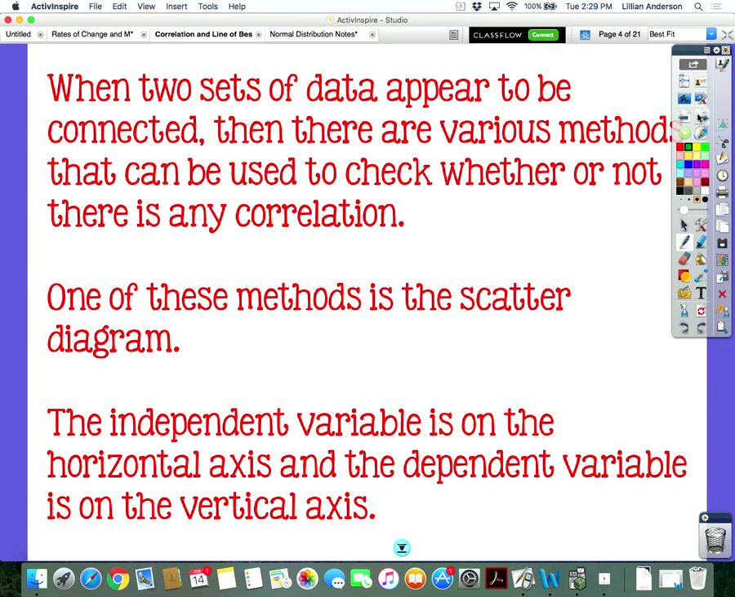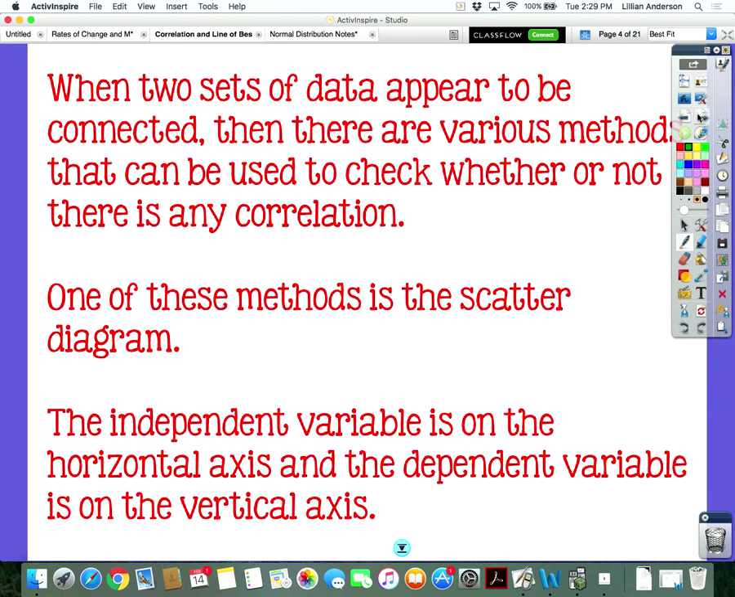One of the most known methods, and the one that you're going to be dealing with, is a scatter diagram, aka a scatter plot. A scatter diagram is like any other graph, so you'll have an x and y axis. The independent variable goes on the horizontal axis, and the dependent variable goes on the vertical axis. When I say independent and dependent, it means that the independent variable is the one that affects the dependent variable.